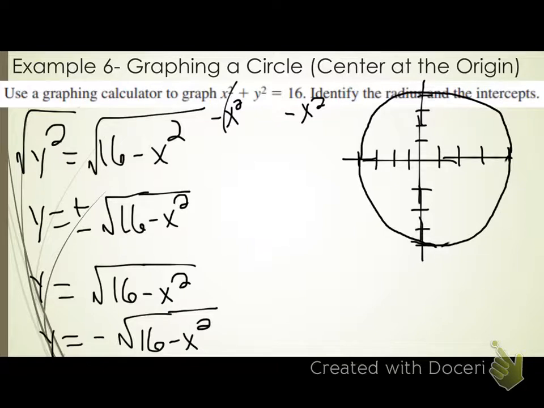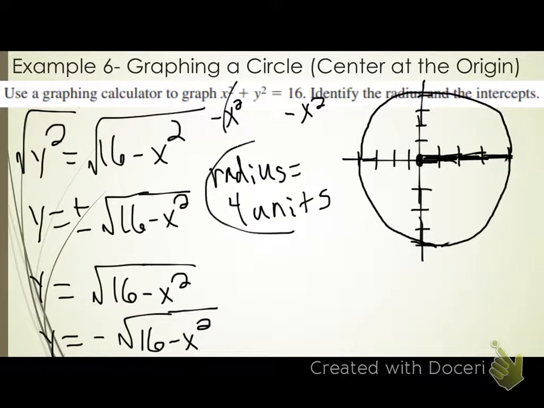Radius and the intercepts. Does the radius go halfway across the circle or all the way across? Halfway. So, the center of my circle is at the origin, correct? So there's 1 unit, 2 units, 3 units. What's my radius? 4. My radius equals 4 units.